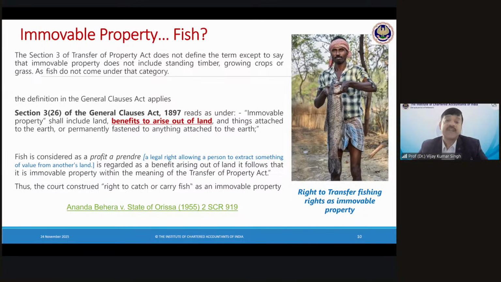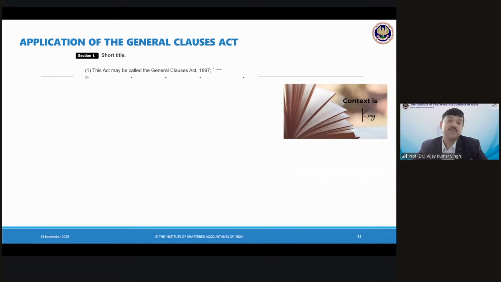Thus, the court construed the right to catch or carry fish as immovable property. Now let us look at the application of the General Clauses Act. This Act may be called the General Clauses Act 1897. And as I told you before, this law applies only to central legislations, not to state legislations.